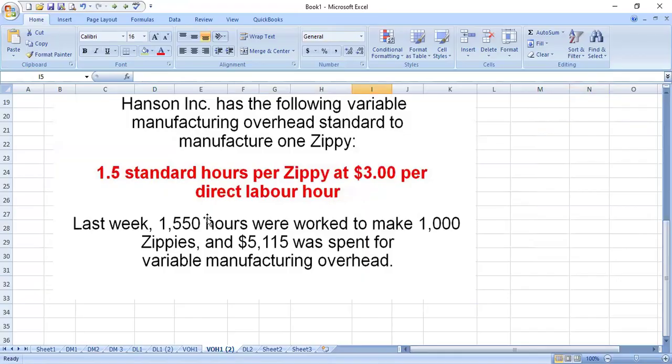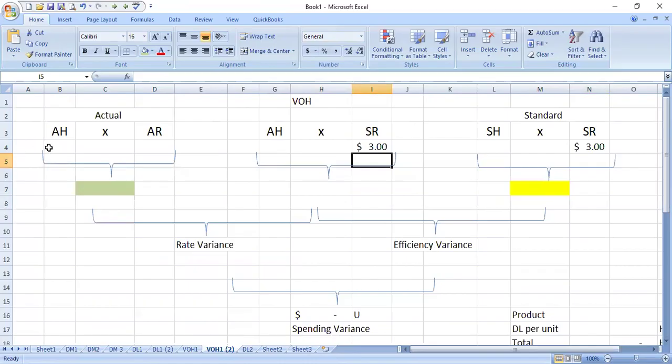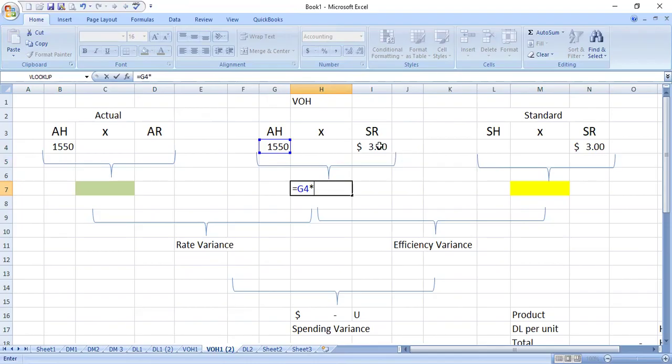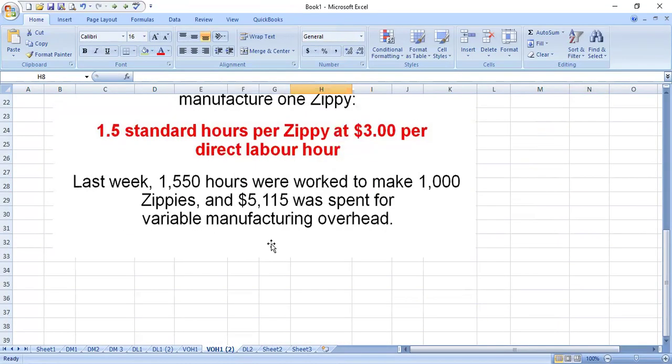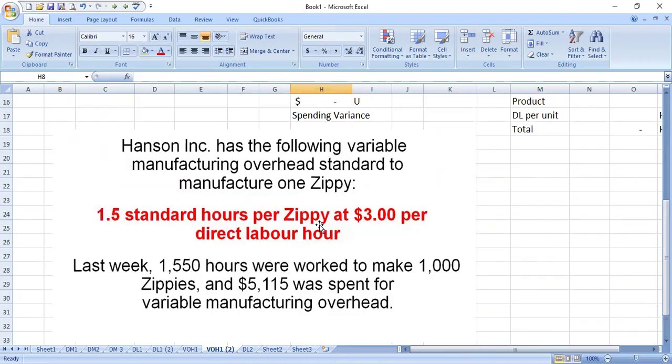The next thing that we need is more information. Last week, 1,550 hours were actually worked. Let's put the actual hours, 1,550 and 1,550. So we have our first number here, this one times $3. We produced 1,000 products, ZPs, and we spent $5,115 for the variable overhead. So in total, our overhead cost is $5,115.